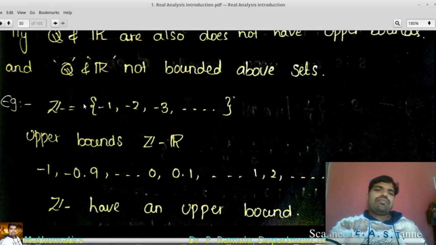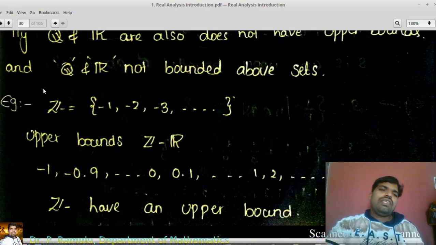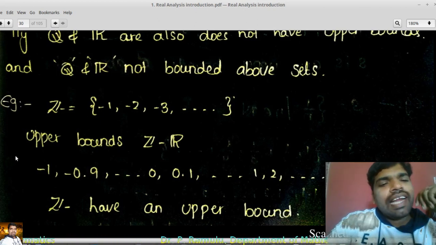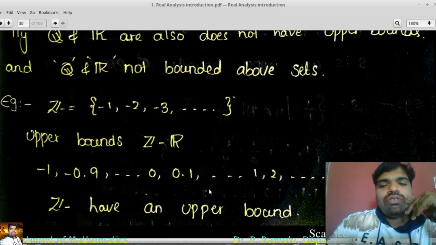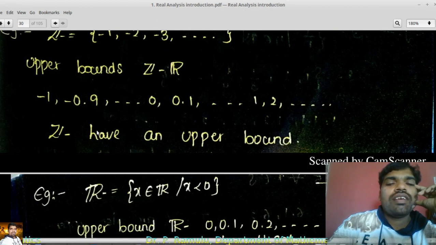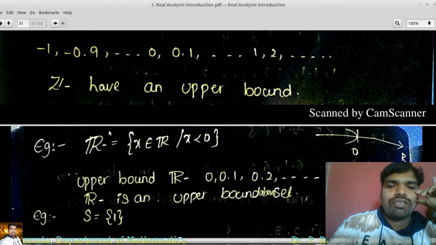Now take Z minus, the set of all negative integers: minus 1, minus 2, minus 3, and so on. What is the upper bound of this set? If you take minus 1, it is the greatest number of this set. That means minus 1 is an upper bound of the set. Minus 0.9, 0, 0.1, and also 1, 2, 3, 4 are all upper bounds for this set. Therefore Z minus has an upper bound and Z minus is called a bounded above set.